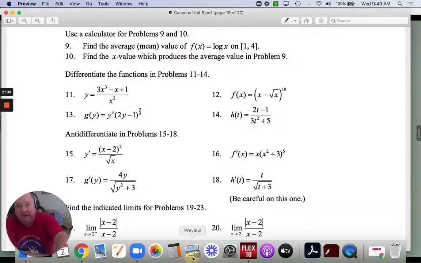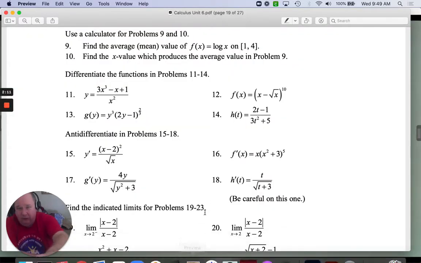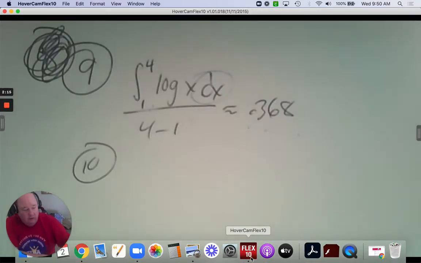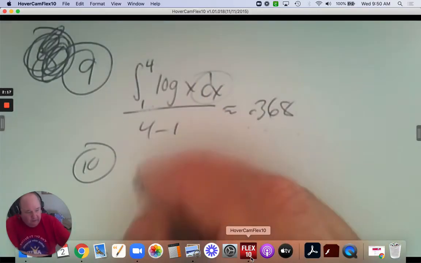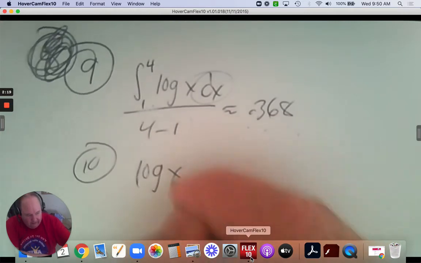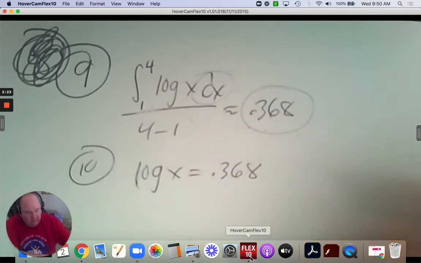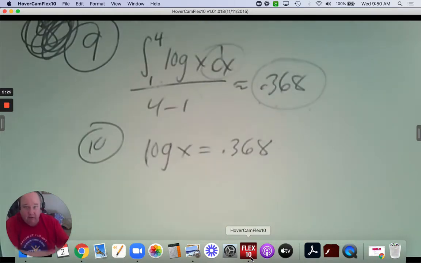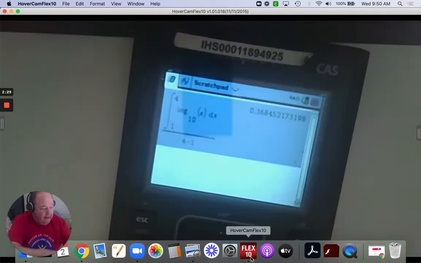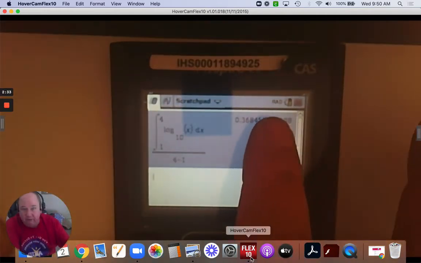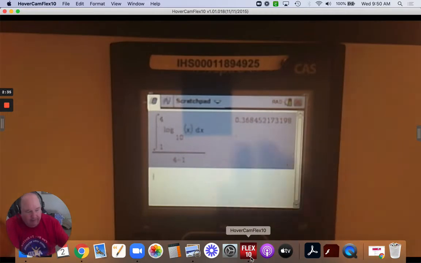Number 10. In number 10, it says, find the x value, which produces the average value problem in number 9. So to find that x value, you take the function, which is log x, and make it equal to the average value, and then use your calculator to solve that equation. So how do I do that? What I'm going to do is copy, paste, and use the full number in my equation.